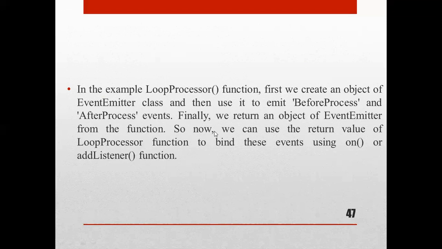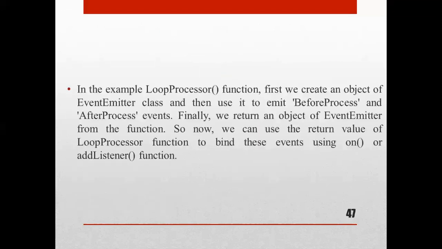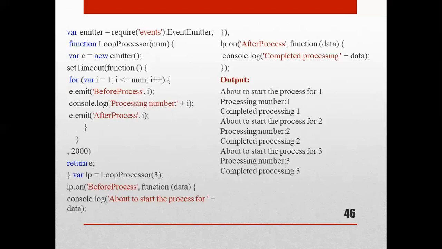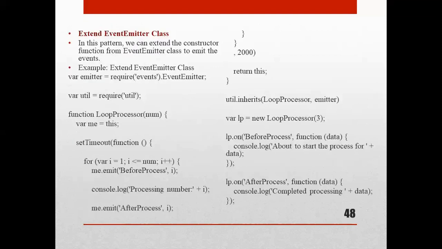So now we can use this return value of the loop processor function to bind these events using on and the add listener function. Here we have bound them using on. Before process and after process are the events, and these are the listeners. Now we will move further with extending the event emitter class.